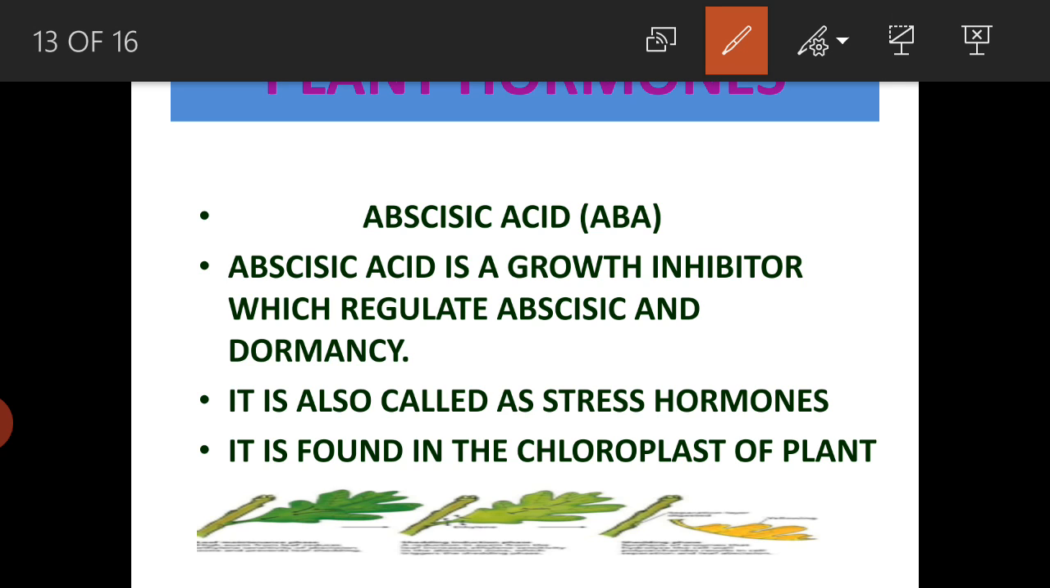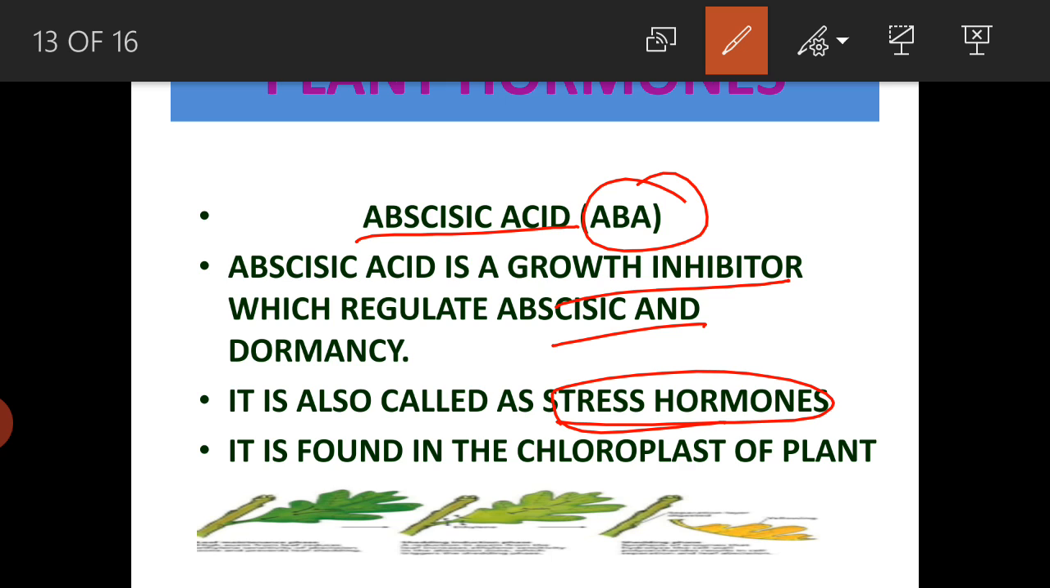The next hormone we are going to see is abscisic acid, which in short we call ABA. Abscisic acid is a growth inhibitor which regulates abscission, and it is also called a stress hormone. It is abundantly found in the chloroplast.